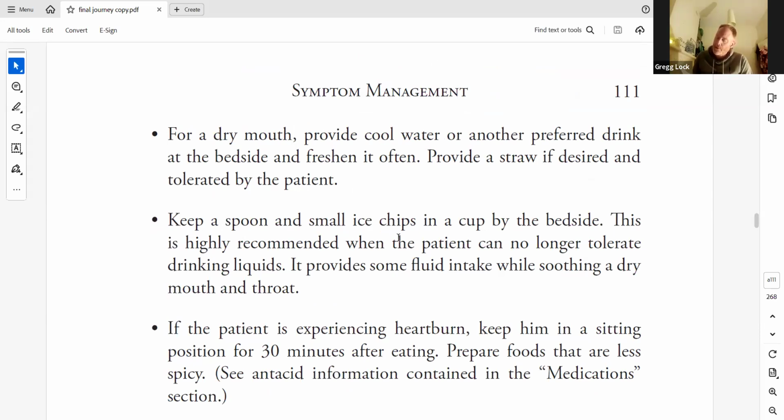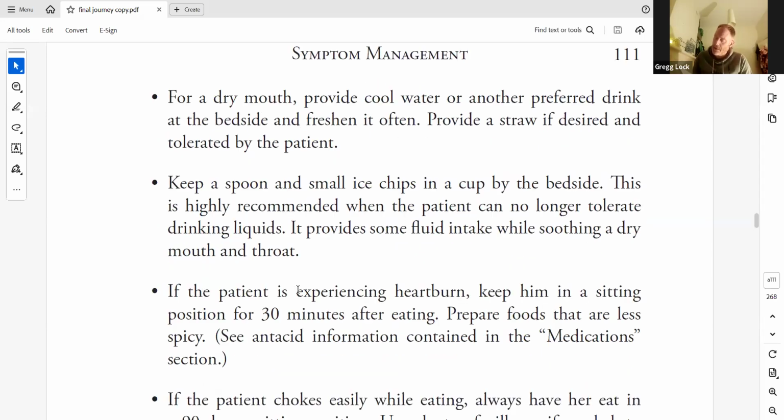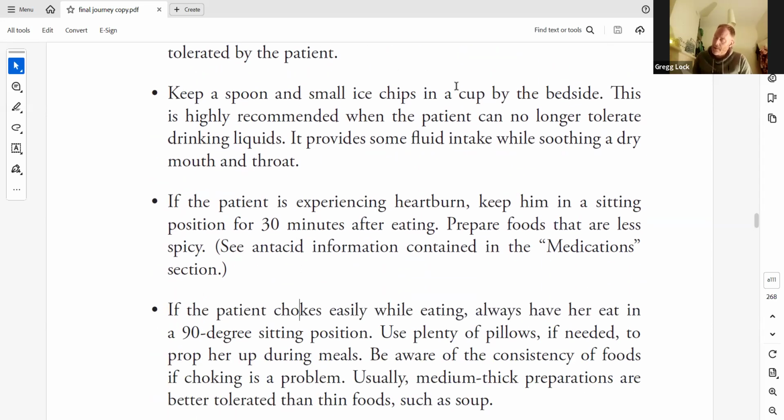Keep a spoon and small ice chips in a cup at the bedside. This is highly recommended when the patient can no longer tolerate drinking liquids. It provides some fluid intake while soothing a dry mouth and throat. If the patient is experiencing heartburn, keep him in a sitting position for 30 minutes after eating. Prepare foods that are less spicy. See antacid information contained in the medication section.